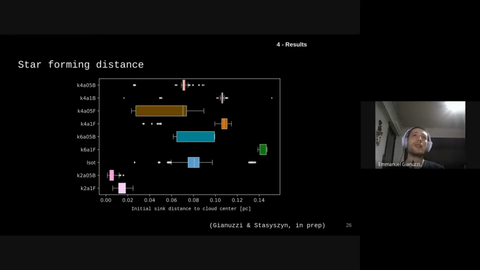Comparing the initial sink position distances between simulations relative to the center of each cloud, we can see that both kappa 2 simulations form their sinks very near to the center of their clouds, while the K6A1 formed them almost at 0.15 parsecs from the center. It can also be seen that the kappa 4 simulations tend to form the stars at a radius between these two.